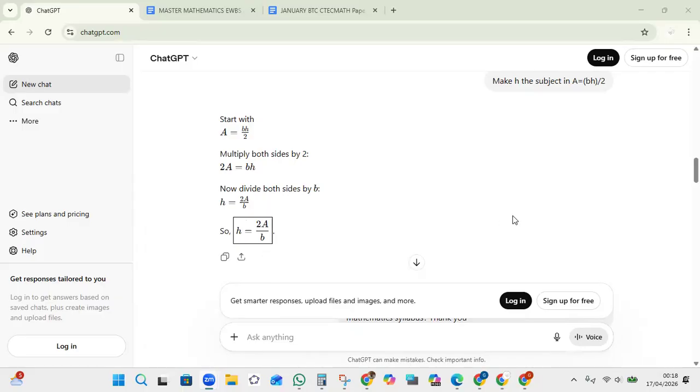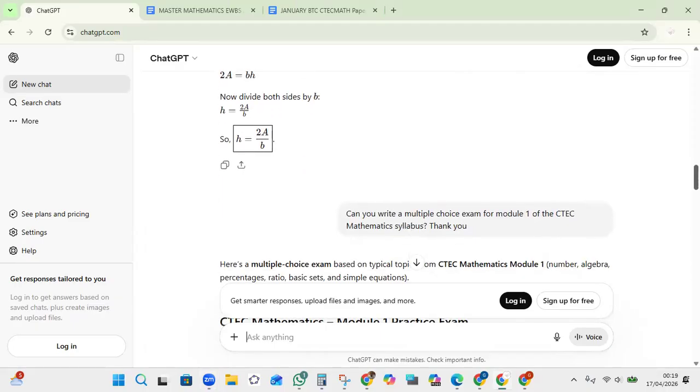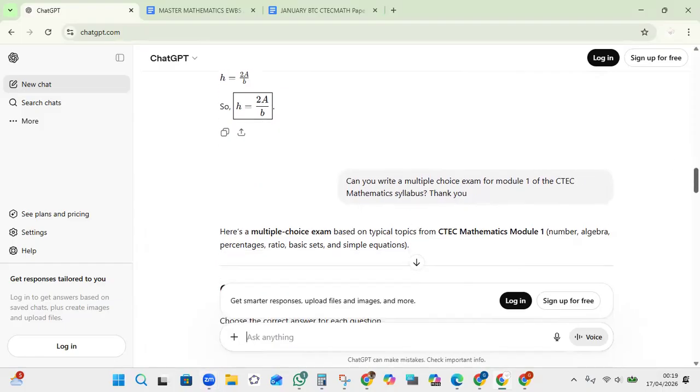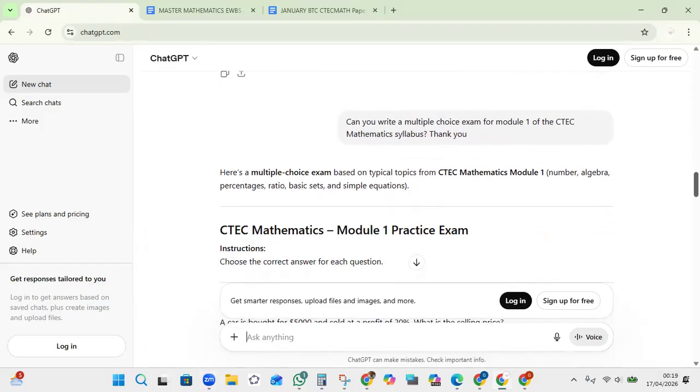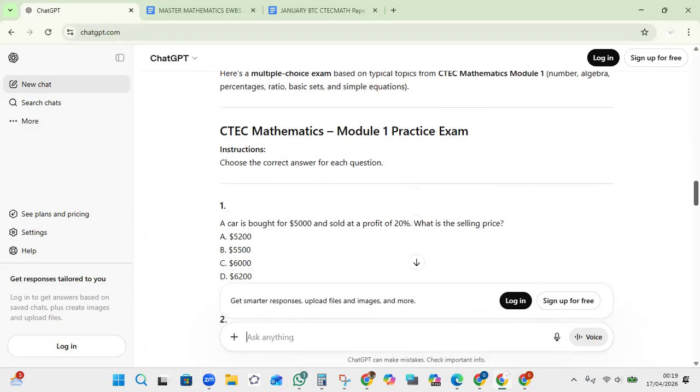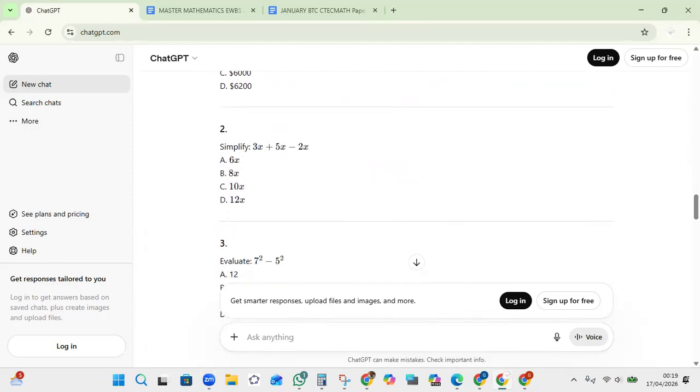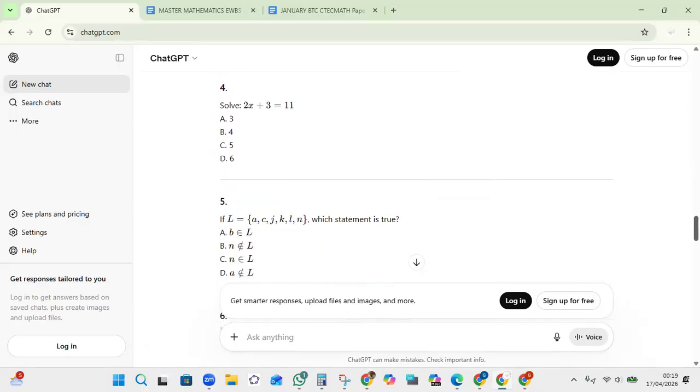No, an idea just came to me. So I was saying, what if I type in ChatGPT, can you write a multiple choice exam for module 1 of the CTEC mathematics syllabus? And it goes on to say, here's a multiple choice exam based on typical topics from CTEC mathematics module 1, which is numbers, algebra, percentages, ratios, basic sets, and simple equations. And here we have a complete exam.